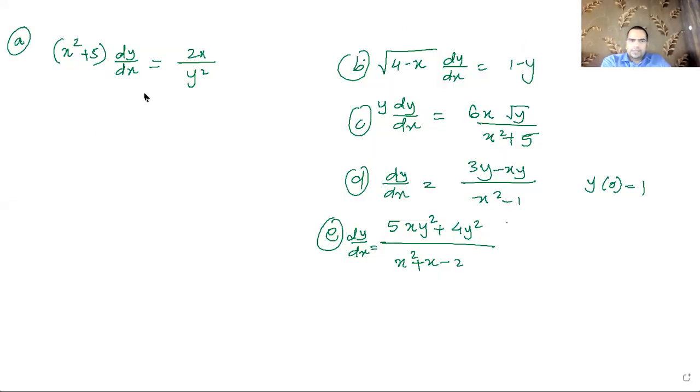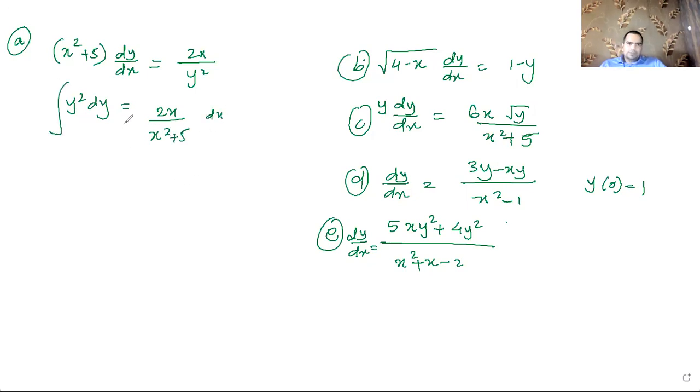So in this other example, what we have is x squared plus 5 times dy by dx is 2x over y squared. Suppose this is our differential equation for a certain problem. Once again, you separate the y's on one side and the x's on the other side. So bring y squared here, so y squared times dy, and bring x here, so it'll be 2x over x squared plus 5 times dx.